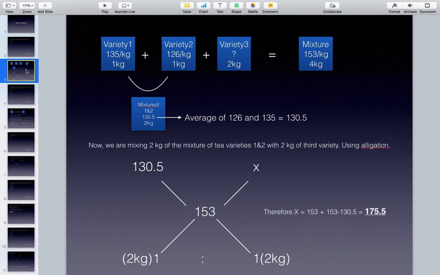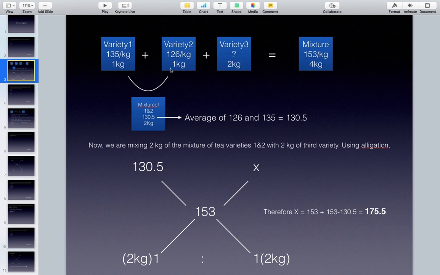So coming back to the question, we are mixing tea variety 1 which costs 135 per kg, and we're taking 1 kg of that. Then it is mixed with variety 2 which costs 126 per kg, and we are taking 1 kg of that also. Then again it is mixed with a third variety. The cost we have to find, and we are taking 2 kg of the third variety. And mixing all these, we get 4 kg of tea that costs 153 per kg.